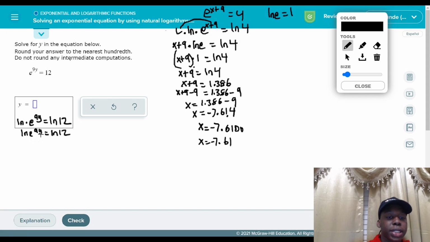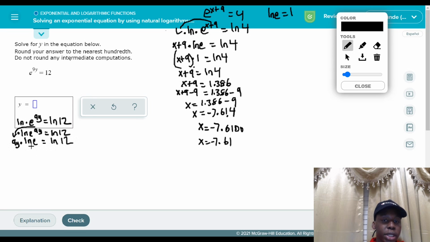This is an exponential function. This is an exponent, and it's attached to a logarithm function. So we're going to use the same concept we used here: whenever we have an exponent attached to a logarithm function, we just take the power and multiply it with whatever the logarithm is. So we'll take this 9y, put it at the front and multiply it by ln e. So this is 9y times ln e equals ln 12.